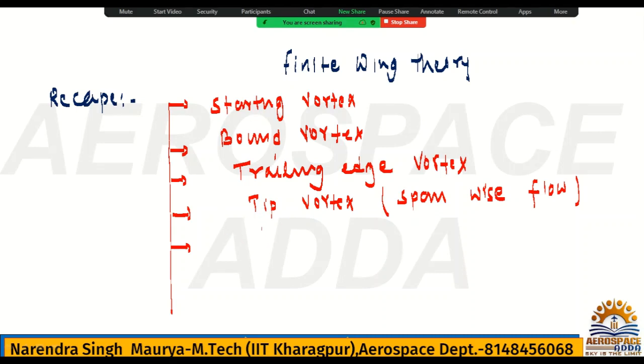And then horseshoe vortex we had seen, right? These are the topics we already saw, the explanation and how they form. Now in the finite wing theory, further we have to go for Kelvin's circulation theory, then Helmholtz theory and Biot-Savart law. These are the topics we have to see today.